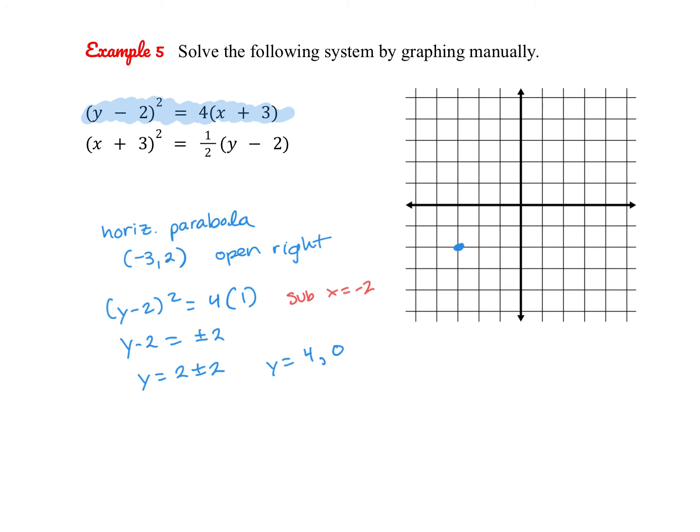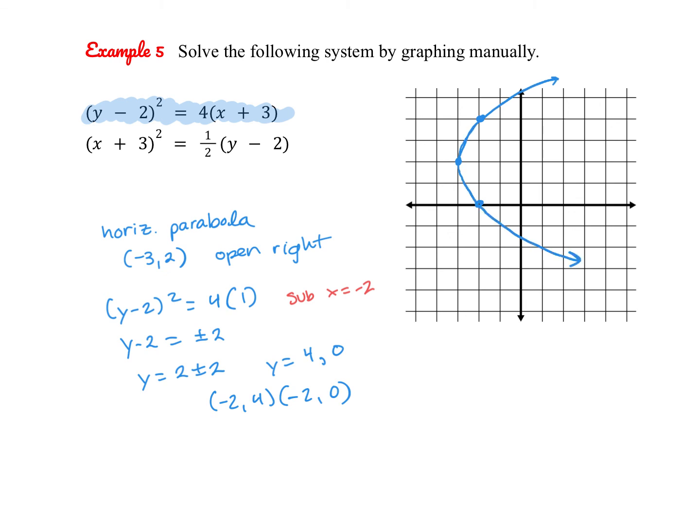And so let's plot those points. Sorry, our vertex should be here at (-3, 2). And then we have the points (-2, 4) and (-2, 0). So again, we have the two coordinates, (-2, 4) and (-2, 0), and we get something that kind of looks like this.